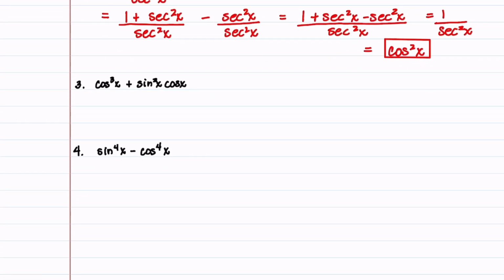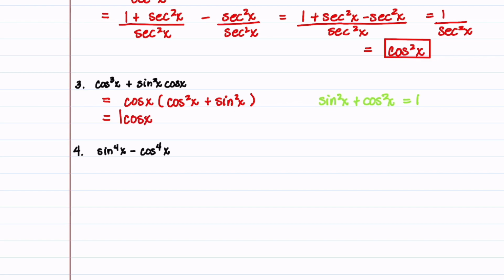In example 3, we can see that we have a cosine x common to both terms, so we can pull that out. We'll factor out a cosine x from each term, and we're left with a cosine squared x plus sine squared x. We know that sine squared x plus cosine squared x is equal to 1, so this simplifies to just cosine x.